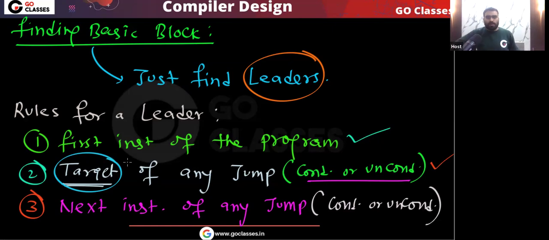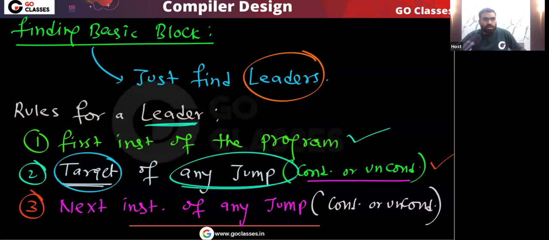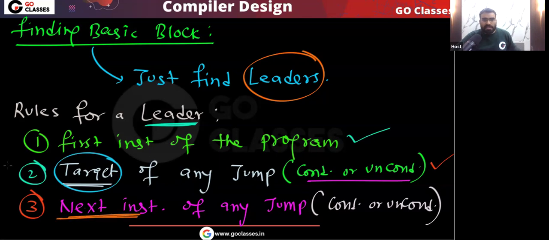The first instruction of the program is a leader. The target of any jump or conditional instruction is a leader. Remember, the jump instruction itself is not a leader; the target of the jump instruction is a leader. Also, the next instruction after a jump instruction will be a leader. So only 3 rules: rule number 1, rule number 2, rule number 3. Remember these 3 rules. Now let's apply them.